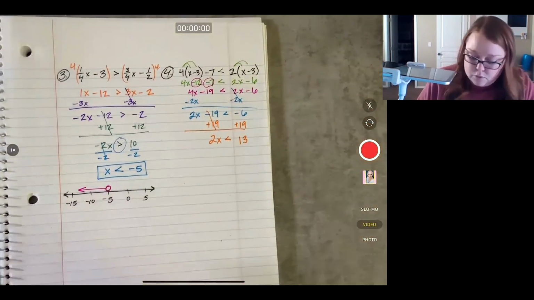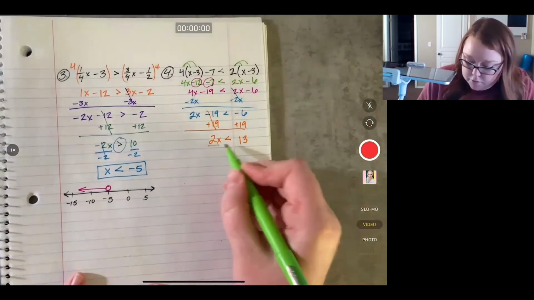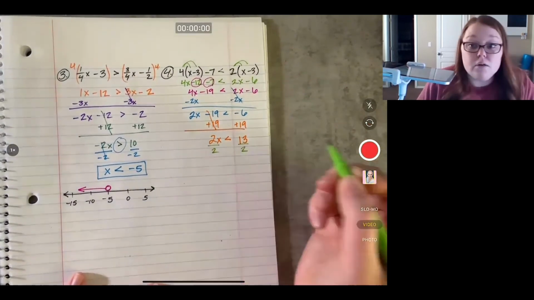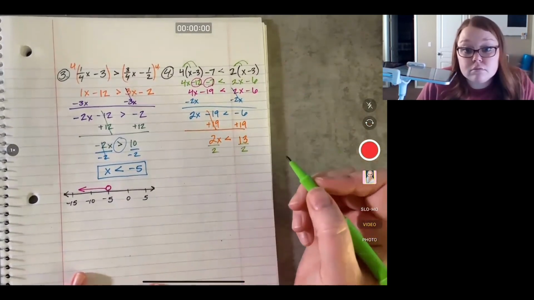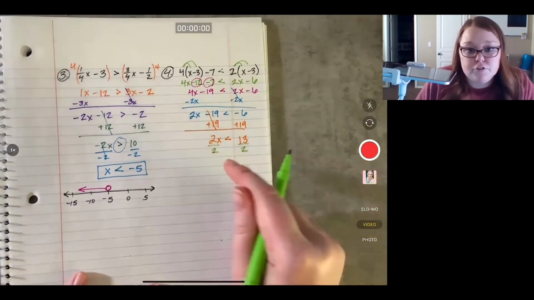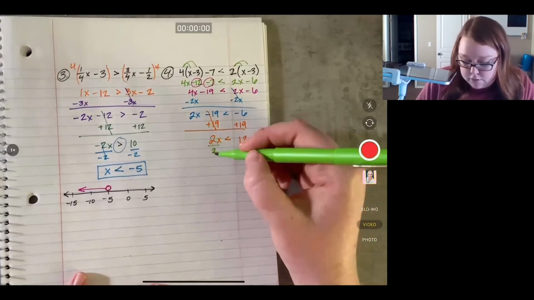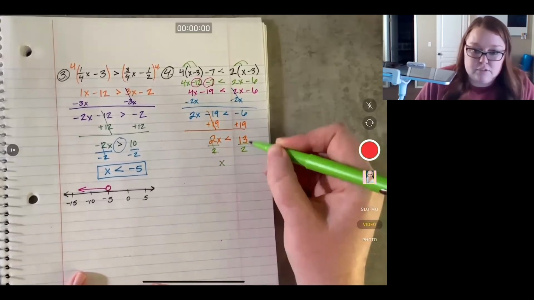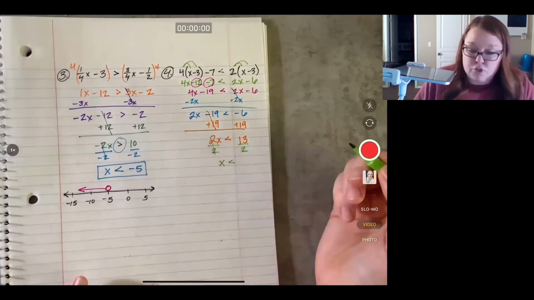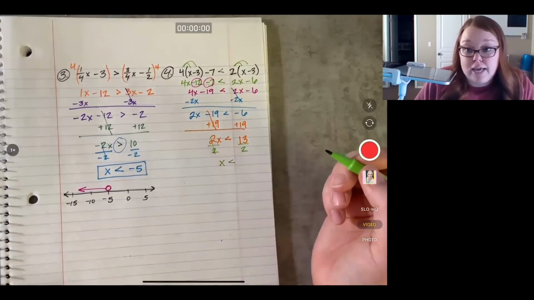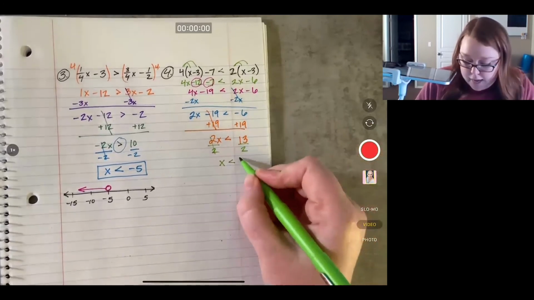Okay, my last move is to get x by itself. I'm dividing. Uh-oh, is that alarm going off? Shouldn't be. You're dividing by a positive. No need to switch the sign, my friends. We just have 13 divided by 2 over here. You can leave it as 13 halves. Okay, I'm perfectly happy with that.